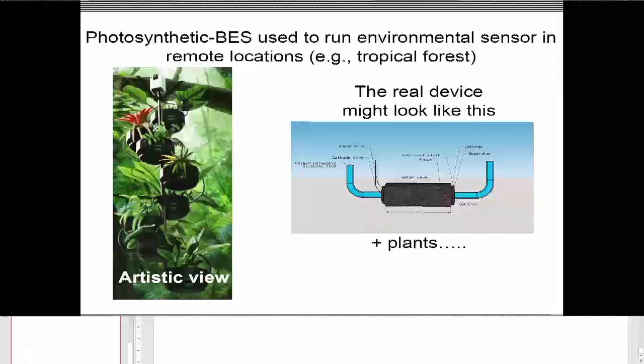In reality, this is an artistic view that we used when we were looking for money for the grant application. This was an artistic view of the system. In reality, we're probably going to build something that will look like this. Again, this is without plants.